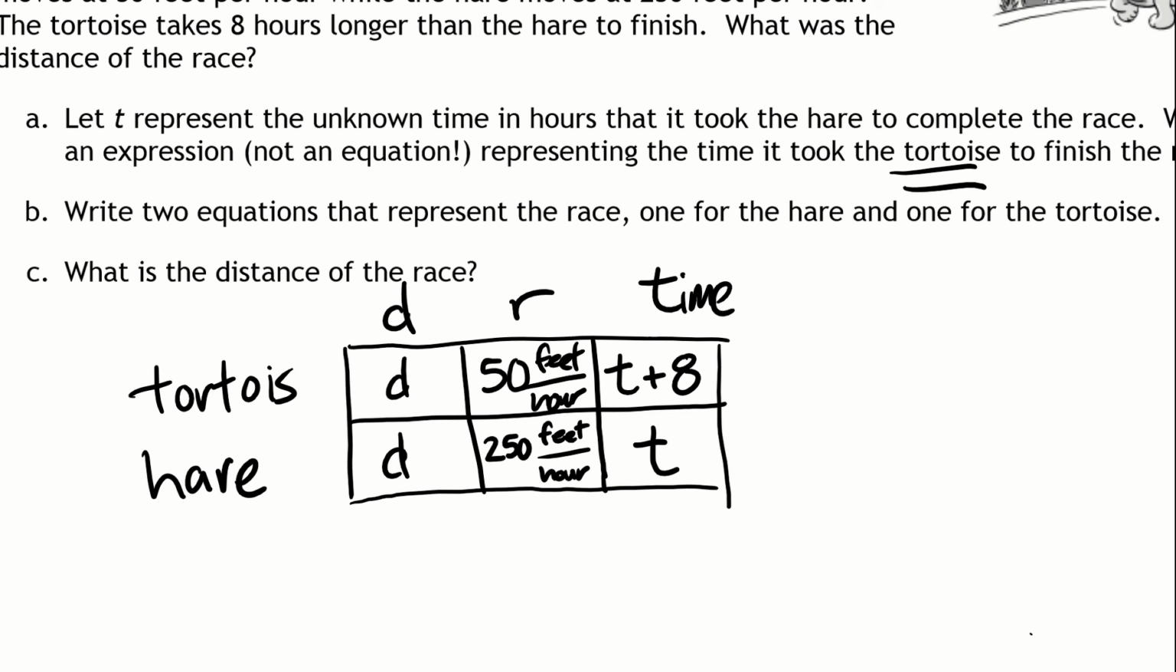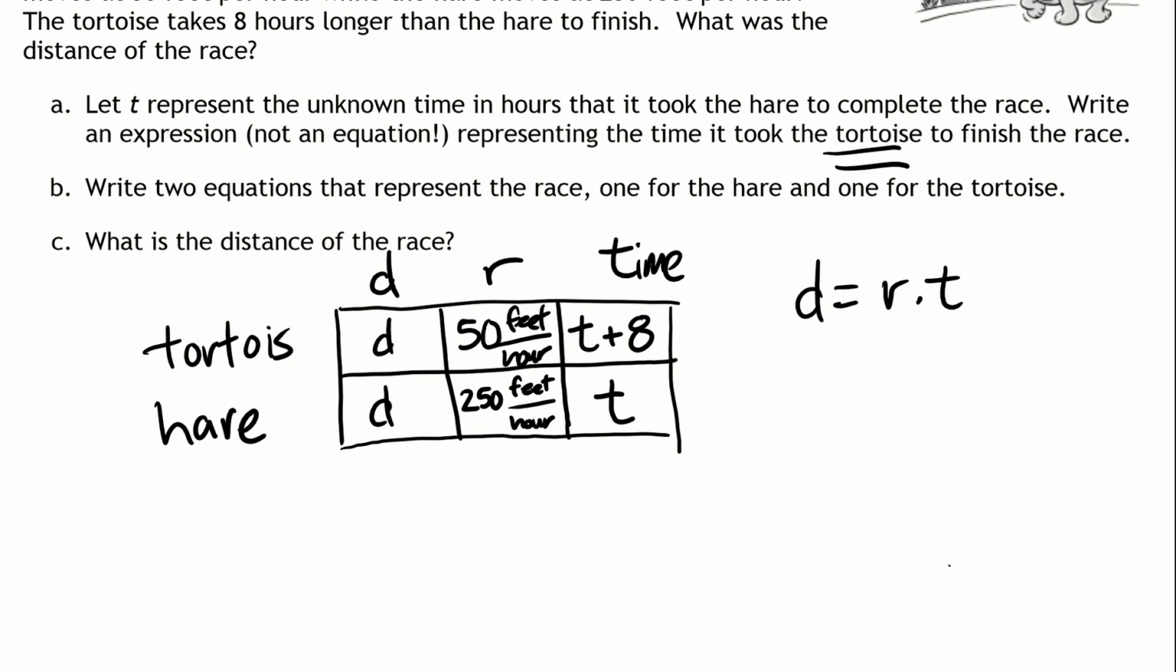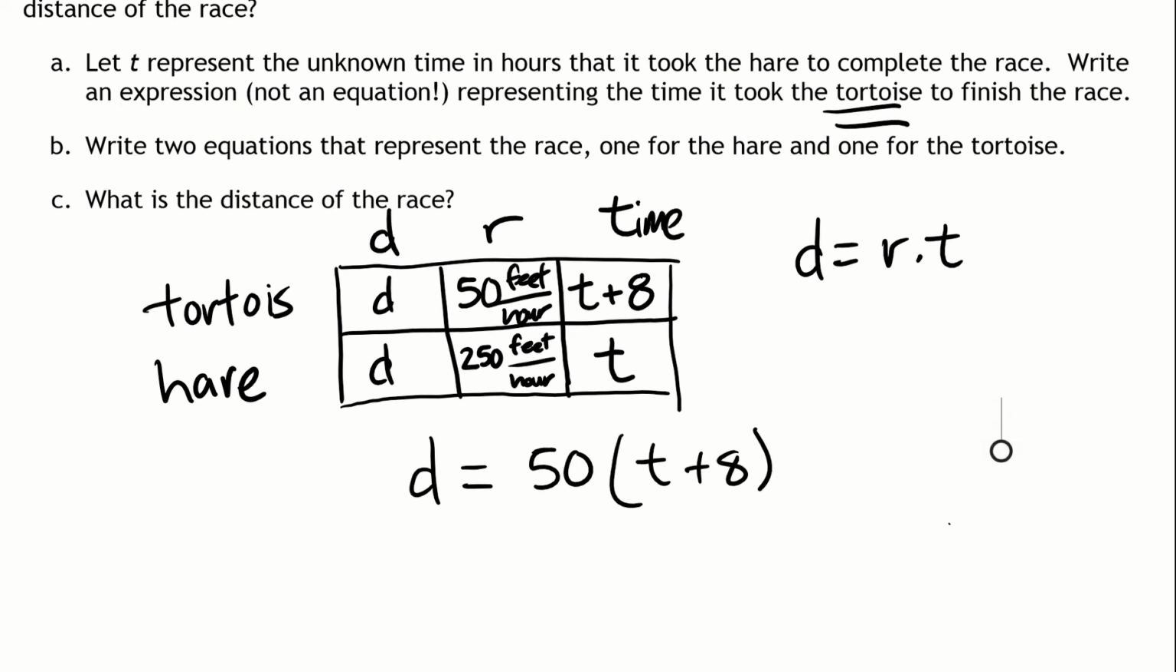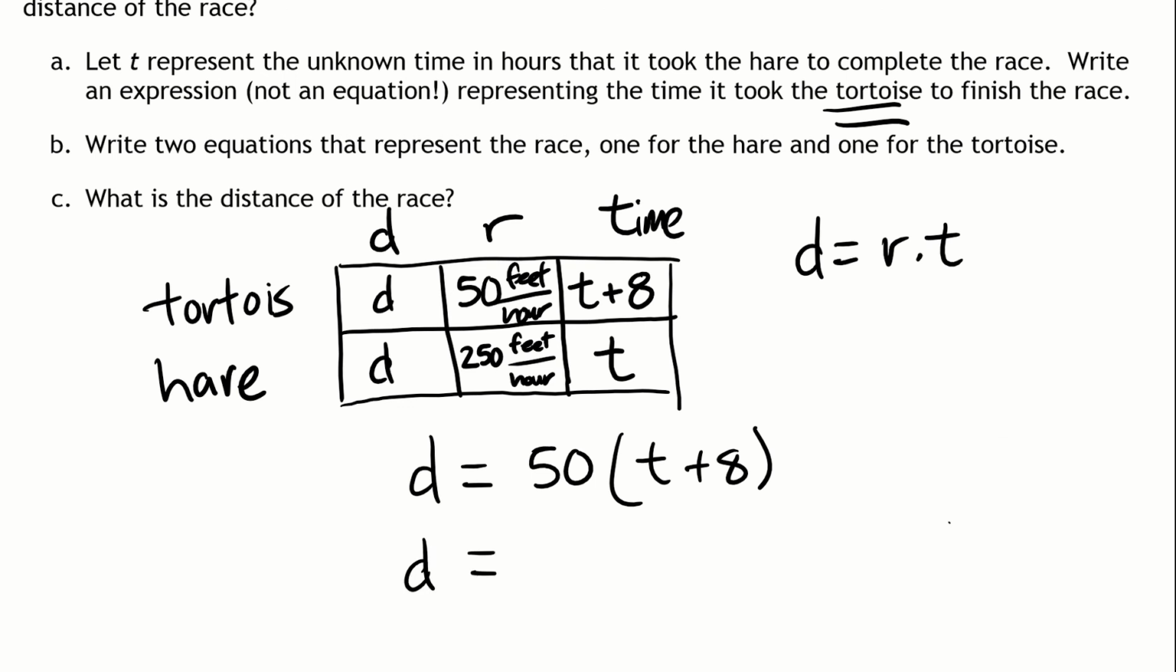Now, with this information organized and the fact that we know that the distance traveled is equal to a rate times a time, I can write the following equation. I can say that the distance for the tortoise is 50 feet per hour times the quantity t plus 8. And for the hare, the distance traveled is equal to 250 feet per hour times t. So this is my system of equations, and it's asking what the distance of the race is.